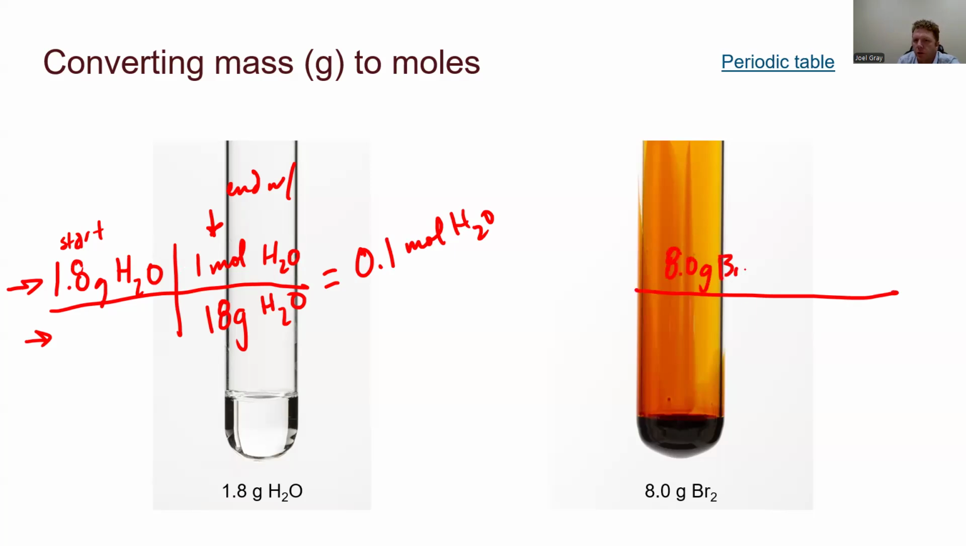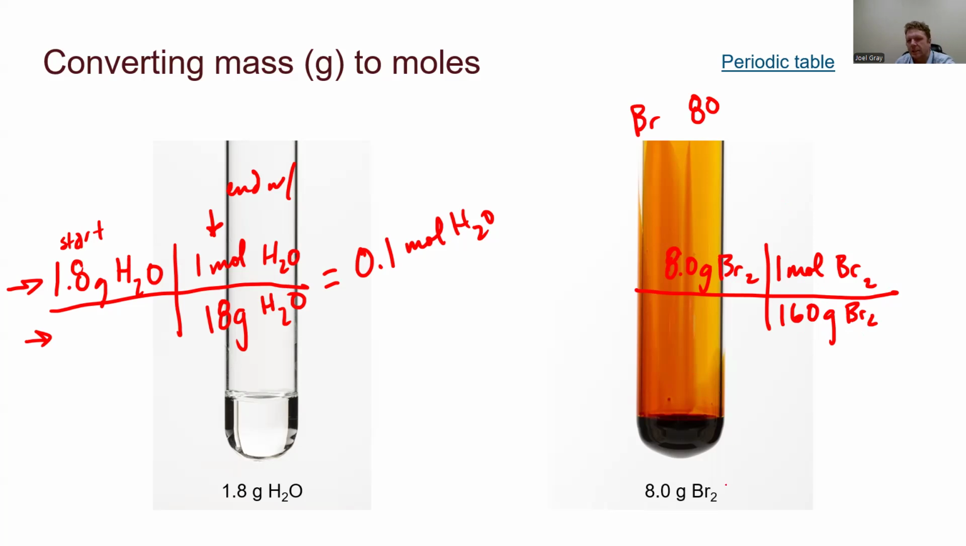8.0 grams of Br2. Okay, now what is 1 mole of Br2? And then what's the mass of bromine? I got to pull this from the periodic table, and that is 80. Br is 80. So what does that mean for 1 mole of Br2? It's 160 grams of Br2.